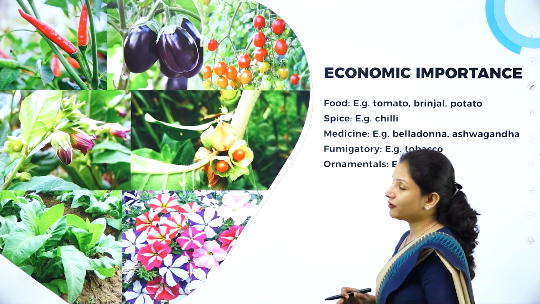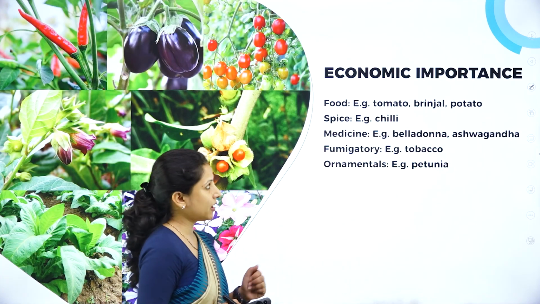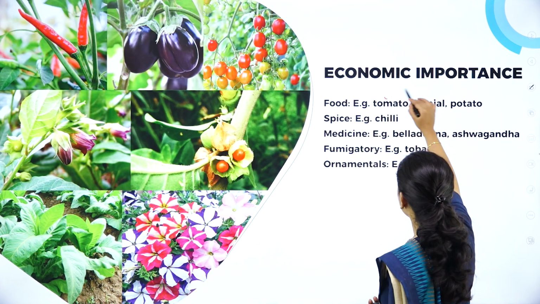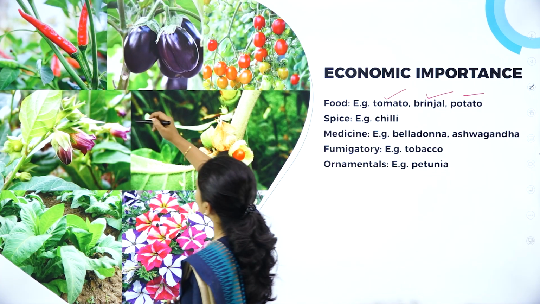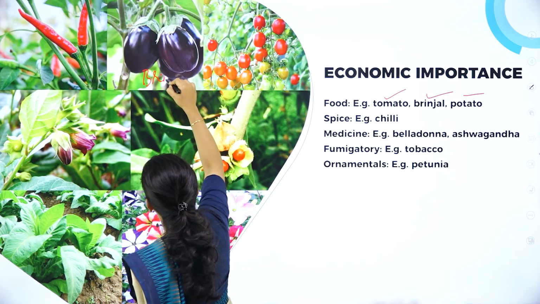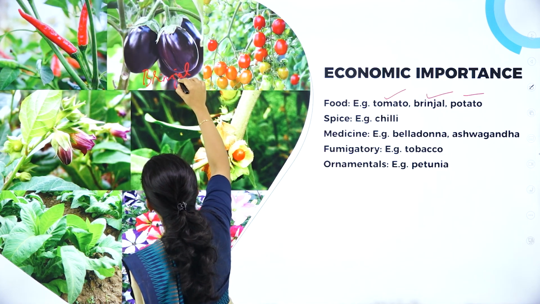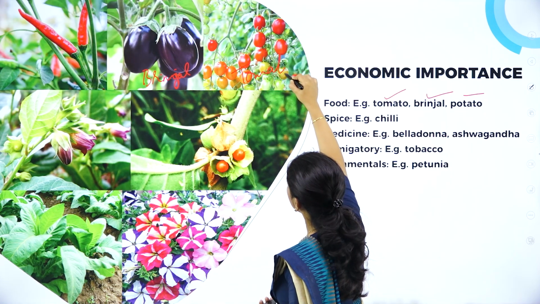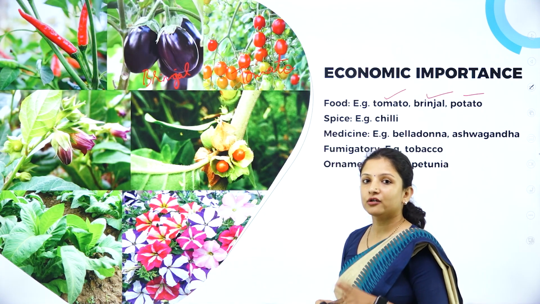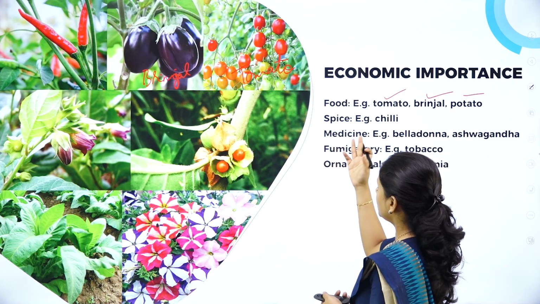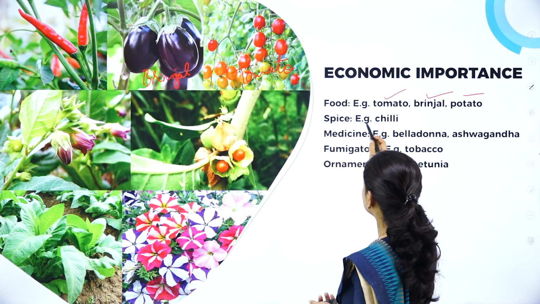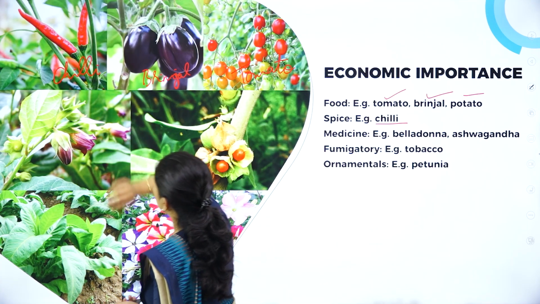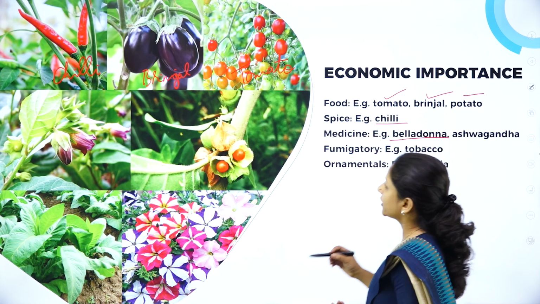Next, let's learn some of the economically important Solanaceae members. For food, there are some Solanaceae members which can be eaten, like tomato, brinjal, potato. Solanum melongena is brinjal, B-R-I-N-J-A-L. Solanum tuberosum is potato, and tomato is Solanum lycopersicum. So brinjal and tomato are used as food. Then for spices, chili is used as a spice. Next, for medicine, belladonna.